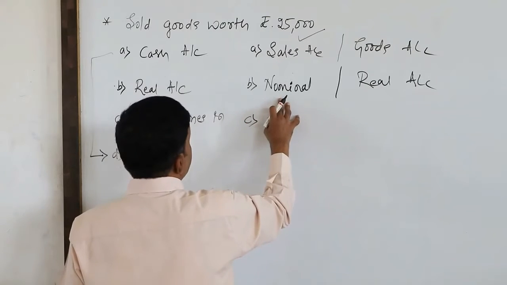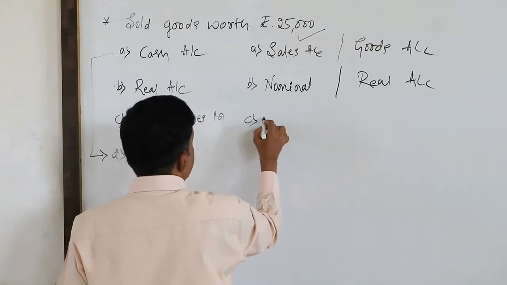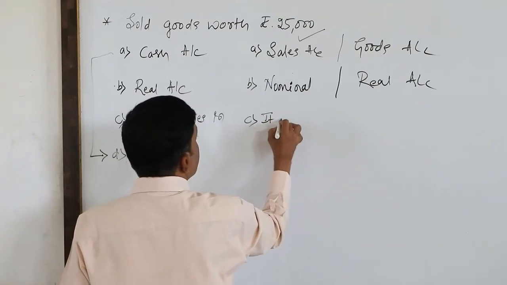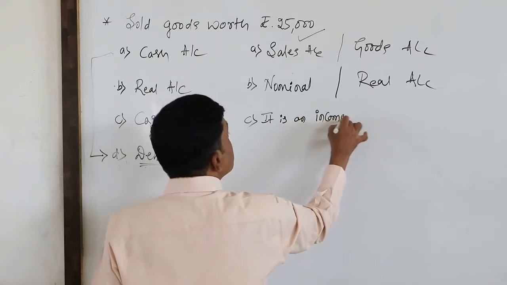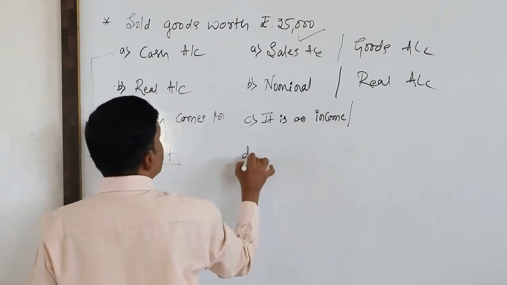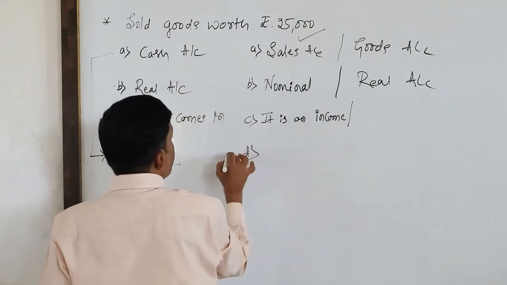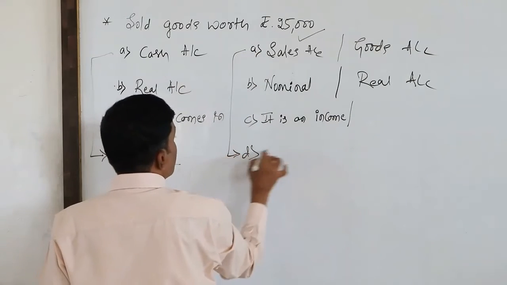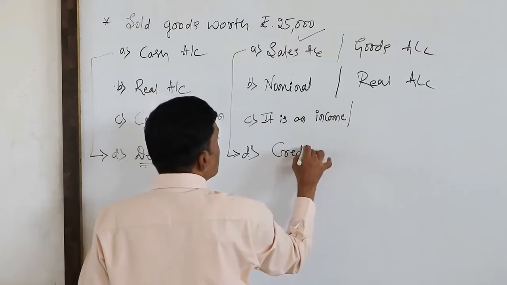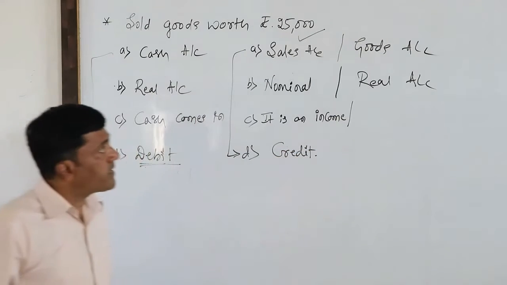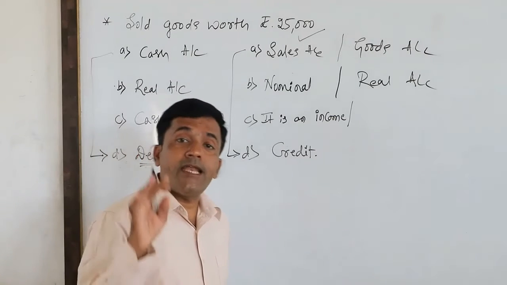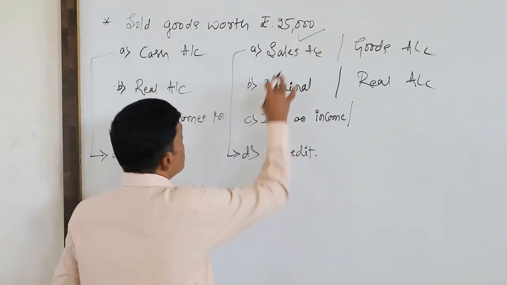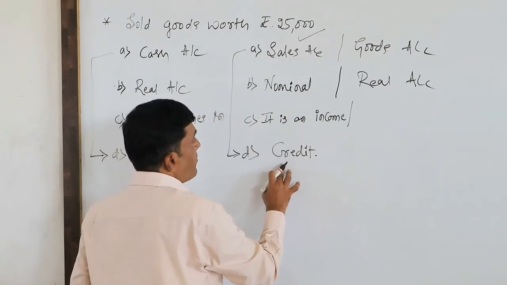So next one, come this side. As per the nominal account, dear students, sales is an income. So here we need to make the sales account a credit. As you all know, the rule of debit and credit under nominal account: debit expenses or losses, credit incomes or gains. Here sales is an income, that is the reason we have credited.